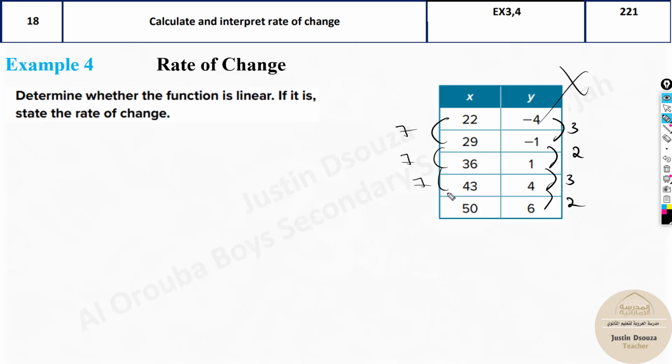Here it is again 7, 7, but here it is not true. So one side doesn't matter. Both the sides must be constant. Now let's find the slope.